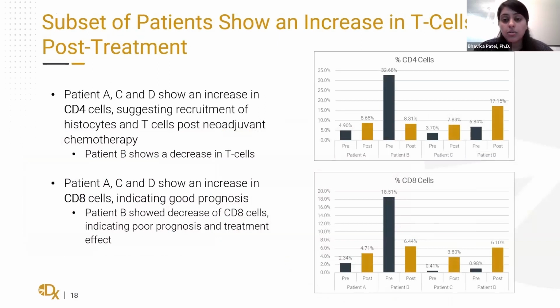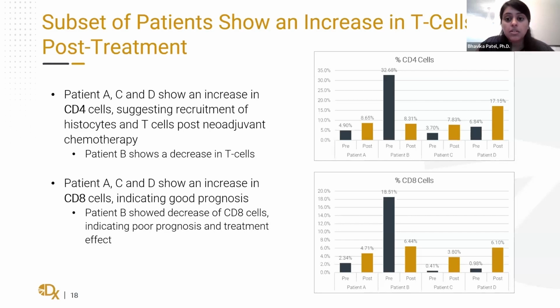CD4 is a glycoprotein that is found on the surface of immune cells, such as T helper cells, monocytes, macrophages, and dendritic cells. CD4 positive cells are known to help the immune response against infection and disease. In our study, we see that CD4 increases in patients A, C, and D, which suggests that there may be a recruitment of histiocytes and T cells post-neoadjuvant chemotherapy.